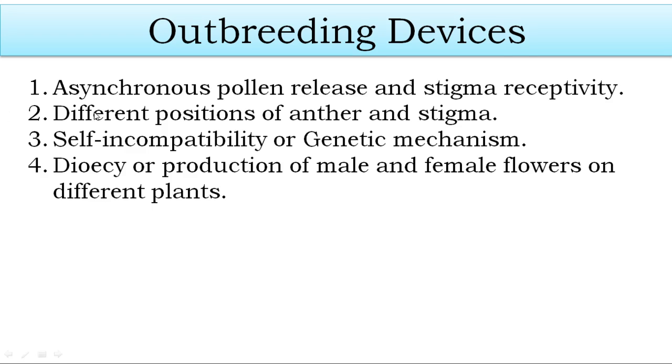So that is the first one. And the second outbreeding device is the position of anther and stigma. They are different. If the anther and the stigma are located at different positions within the flower, it will discourage self-pollination. The third one is self-incompatibility, which is nothing but a genetic mechanism. In this mechanism, the pollen grain of the same plant cannot fertilize the egg of the same plant. The pollen grain is incompatible to germinate on the stigma of the same plant. So that is called self-incompatibility.